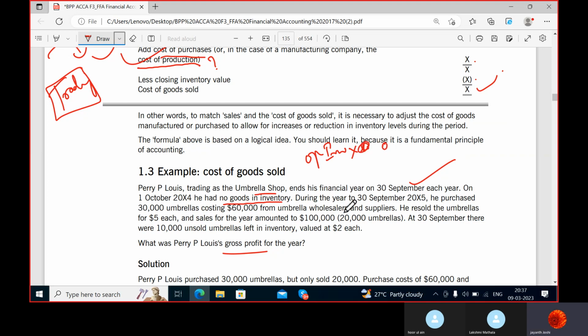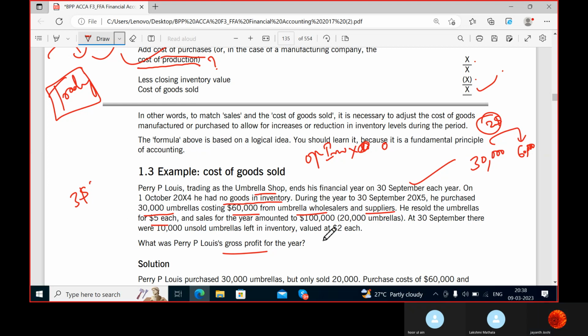During the year to September 30, 2005, he purchased 30,000 umbrellas costing $60,000. So purchase is given: 30,000 umbrellas were bought for $60,000. The umbrellas were bought from umbrella wholesalers and suppliers. He resold the umbrellas for $5 each. Here 60,000 is the amount and 30,000 is the quantity, so it costs him $2 for each umbrella. He's selling it for $5, so he's making $3 profit. Correct?